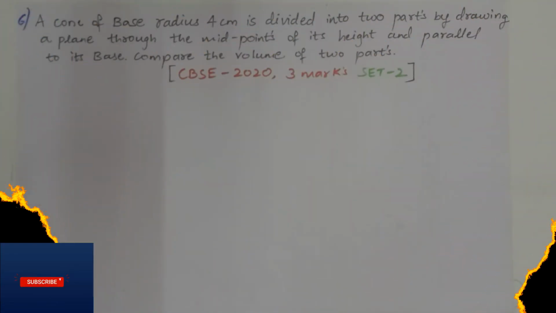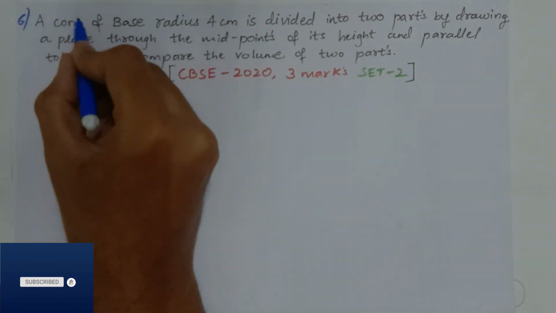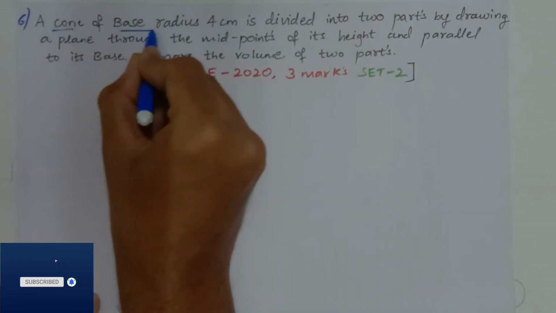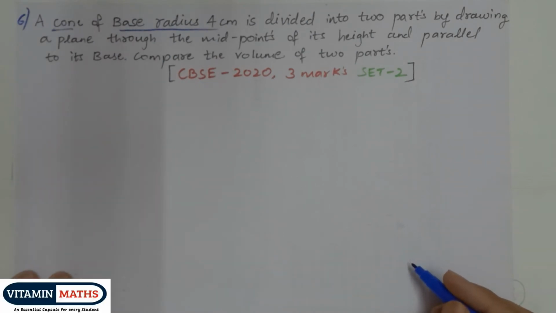Let's see the sixth question. A cone of base radius 4 centimeter is divided into two parts by drawing a plane through the midpoint of its height and parallel to its base. Compare the volume of the two parts.